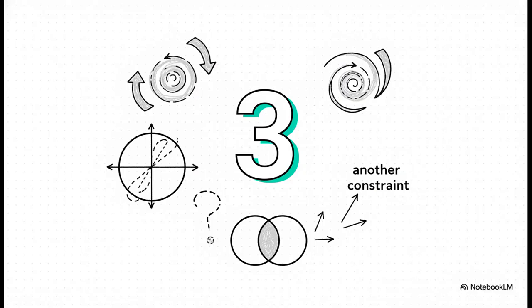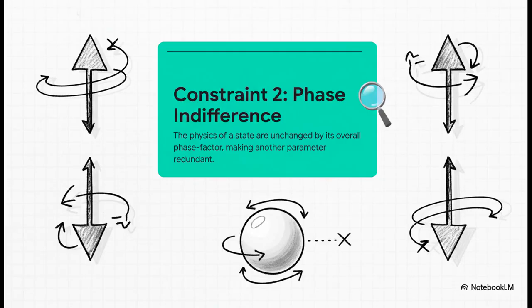And just like that, with that one simple rule, we've knocked one of our parameters off the list. So we've gone from 4 down to 3. We're getting closer to the 2 our intuition told us, but we're not quite there yet. There must be one more hidden rule we're missing. And here it is, the final piece of the puzzle. And it's a bit of a weird one.